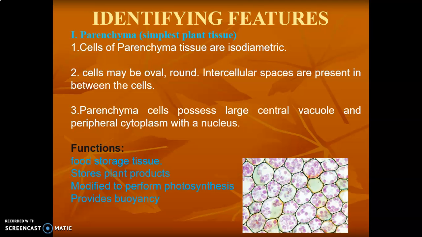The major functionality of parenchyma tissue is food storage. They store plant products. It may be waste products also, or certain products which might be used by the plant after a certain time. So the metabolism and the metabolic products can be used and stored in parenchyma tissue. They are the storehouse of a plant body. Modified parenchyma tissues perform photosynthesis, and they provide buoyancy to specific parts of plants.